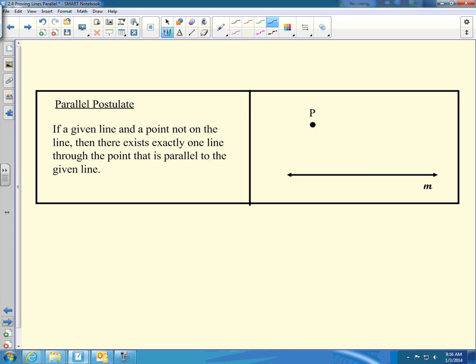We also see the parallel postulate. If given a line and a point not on the line, then there exists exactly one line through the point that is parallel to the given line. So if you have a point P and line M, there's only one line that's going to go through P that's going to be parallel to M.